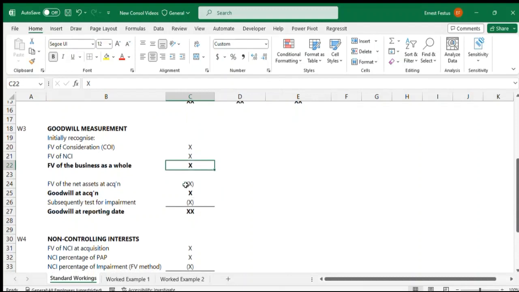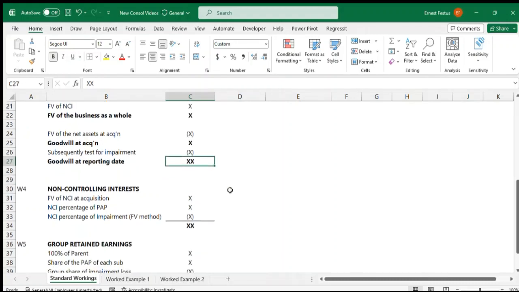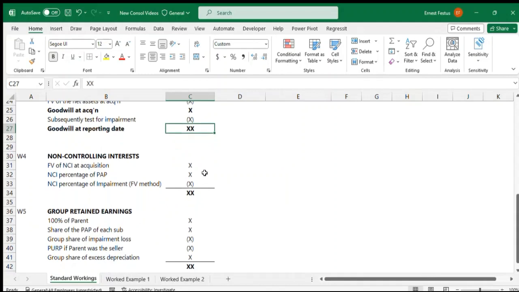We subtract the fair value of the net assets at acquisition to get what we call the goodwill at acquisition. Then if the goodwill suffers any impairment loss, we subtract that impairment loss from the goodwill at acquisition to get the goodwill at reporting date. So this is how we calculate our goodwill.